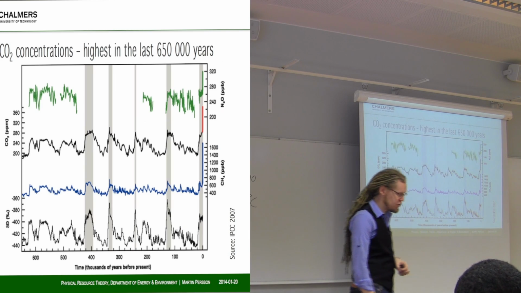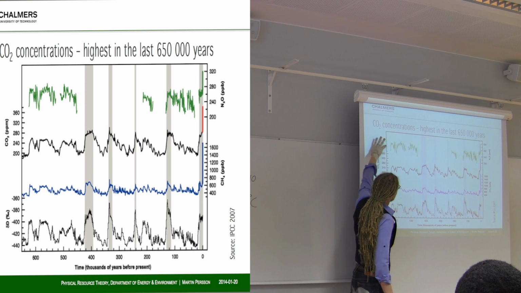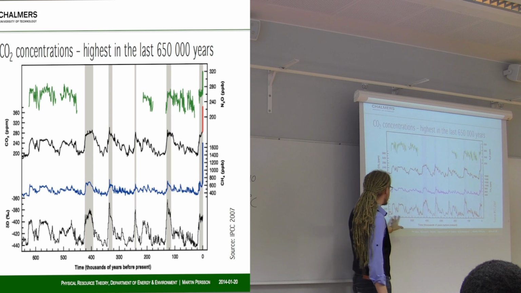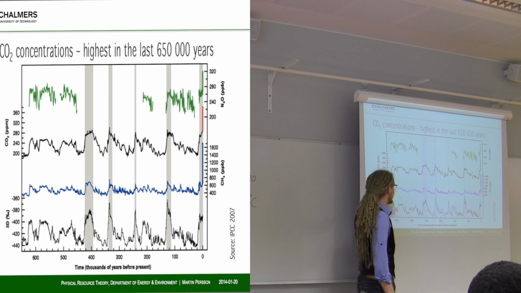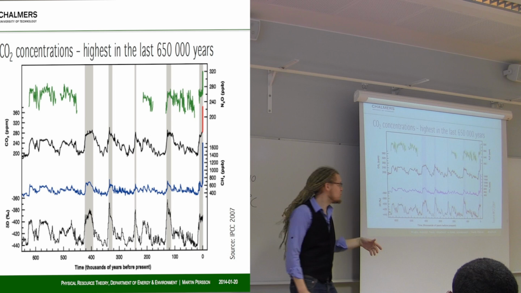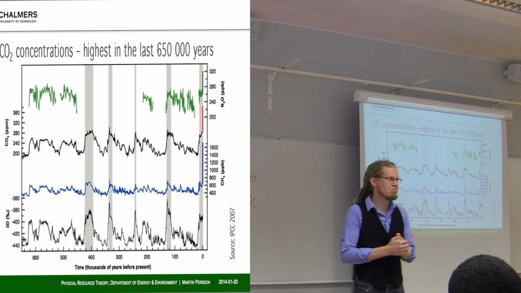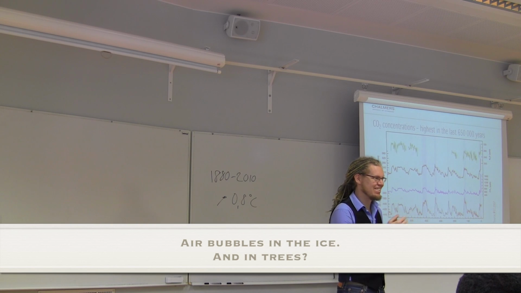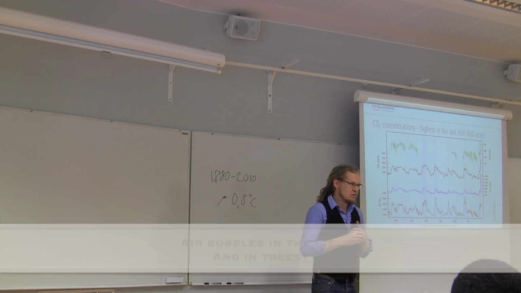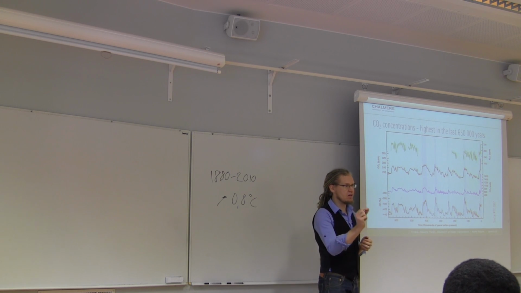If we go back even further in history, this shows nitrous oxide, carbon dioxide, and methane concentrations in the atmosphere over the last 600, 700,000 years. And you see that it goes up and down if you look at carbon dioxide. But how do you know what the carbon dioxide concentration was in the atmosphere 700,000 years ago? Trees, I'm not sure. That's more for temperature, I think, where you look at how fast they grow and so on.